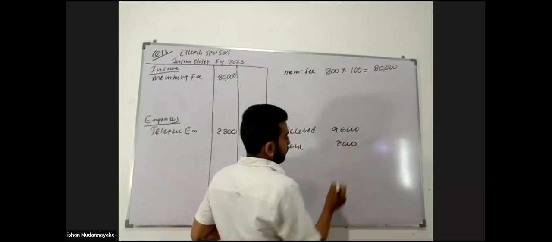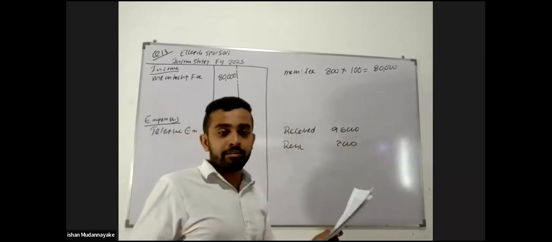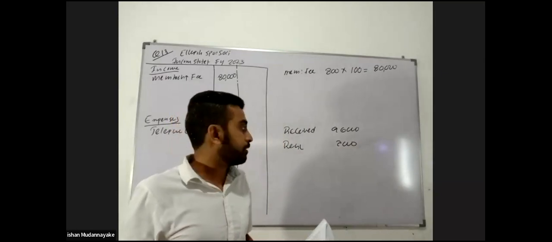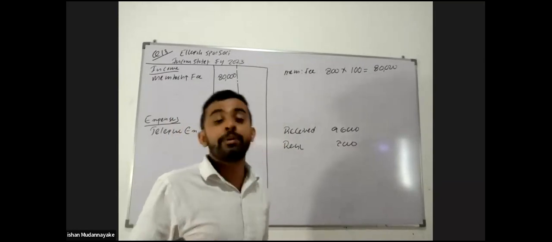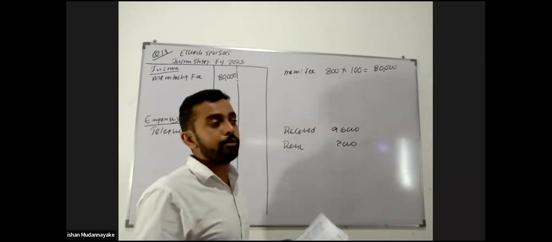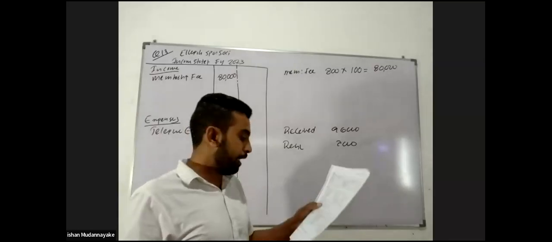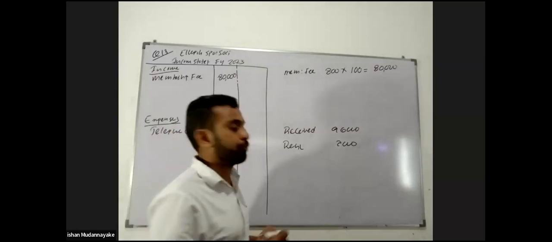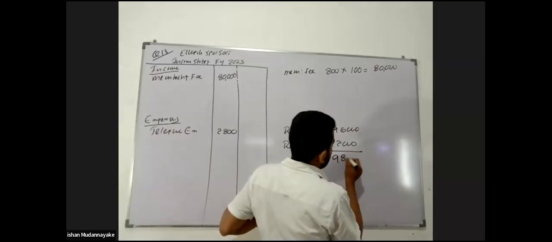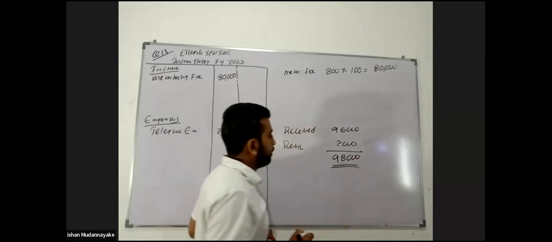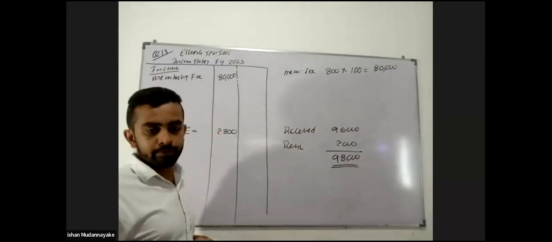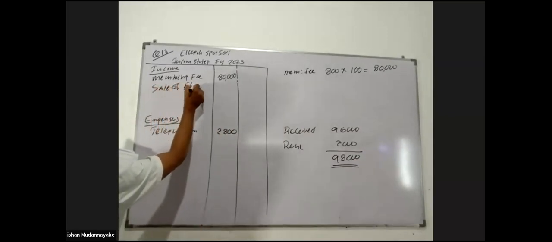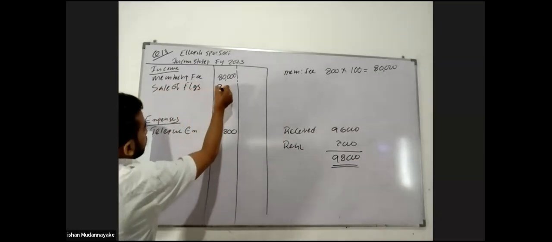Another 2,000. Then relevant sale of flat income for the period how much? 96,000 received amount, and then balance 2,000 receivable. Then relevant amount for the period 98,000. Then here, sale of flat 98,000.